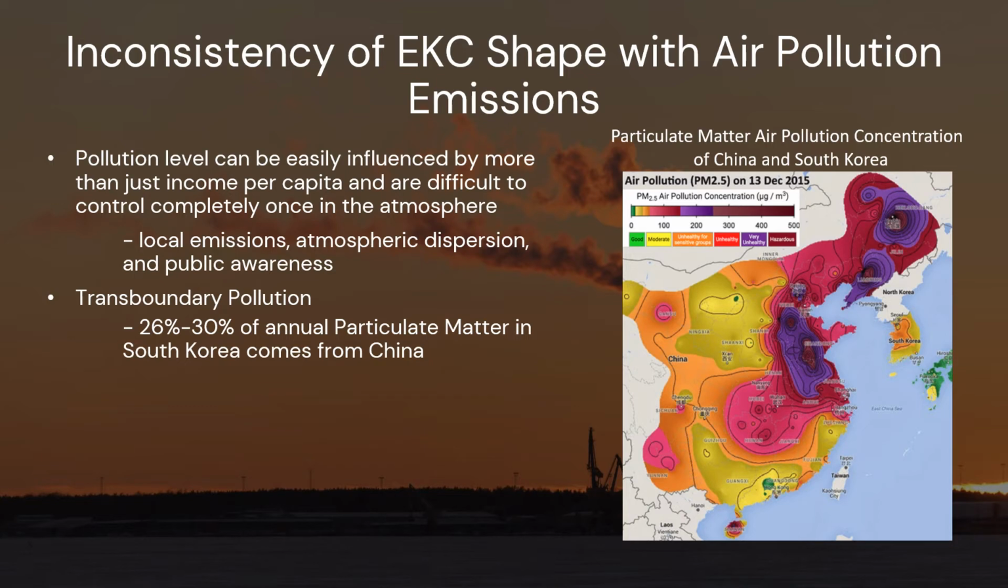With air pollution, it is extremely important to take into account transboundary pollution, which is pollution that originates in one country, but causes environmental damage in another country. Southeast Asia has a high percentage of transboundary pollution, specifically the countries surrounding China. For example, long-range transport of air pollutants from China accounts for approximately 26 to 30% of the annual particulate matter in South Korea, as shown in the graph.